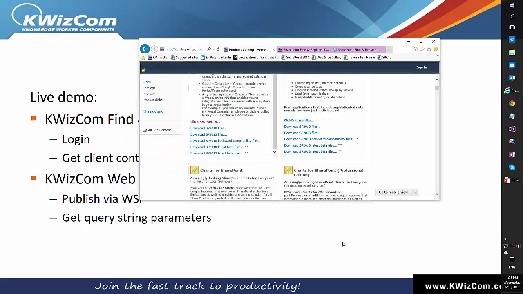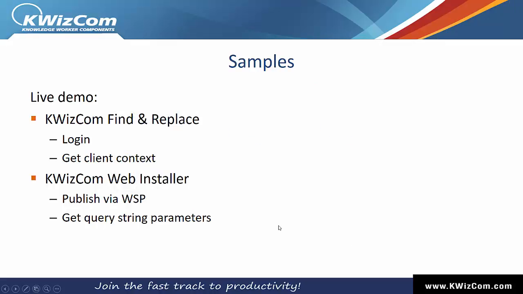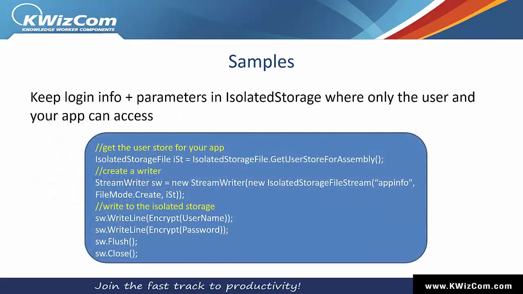Now, in this case, this application doesn't require any login, so we didn't have to go through any authentication since this site is available for anonymous users. So when you do have to collect information from the user, like the context or the login information, I strongly urge you to save it in isolated storage. So the next time you launch your application, it will be available for you, and you don't have to prompt the user each and every time.